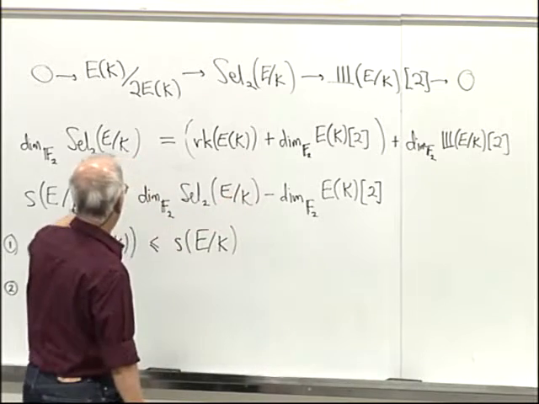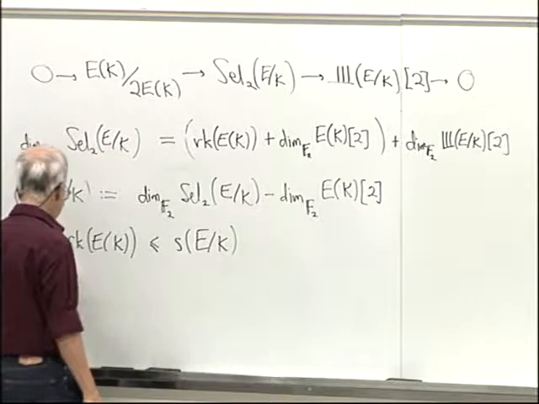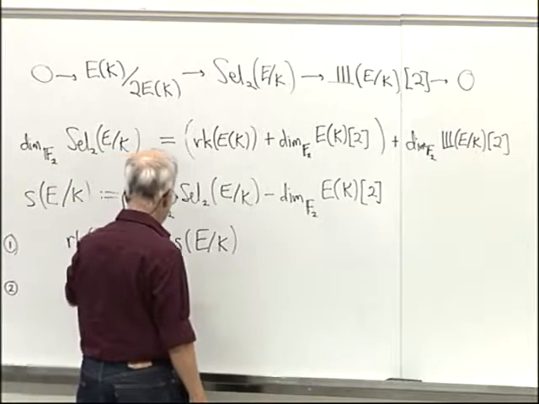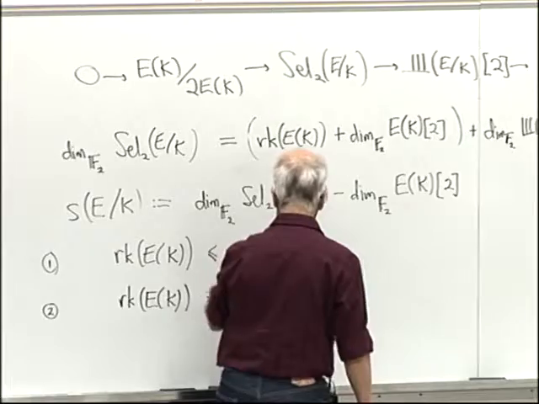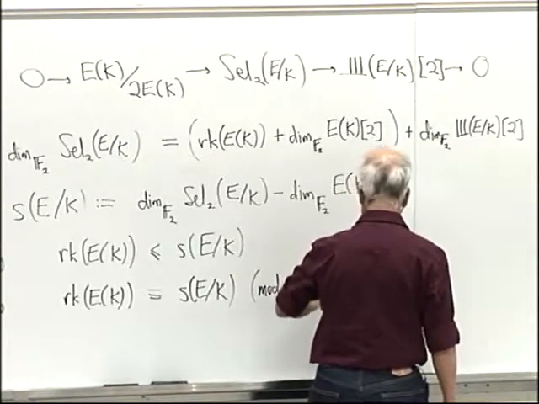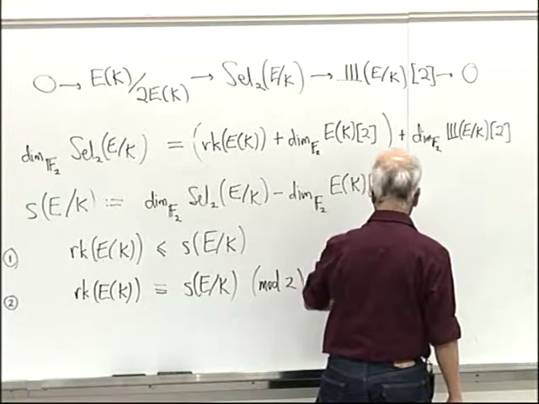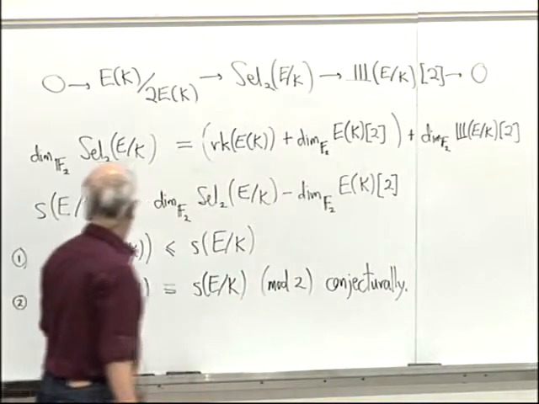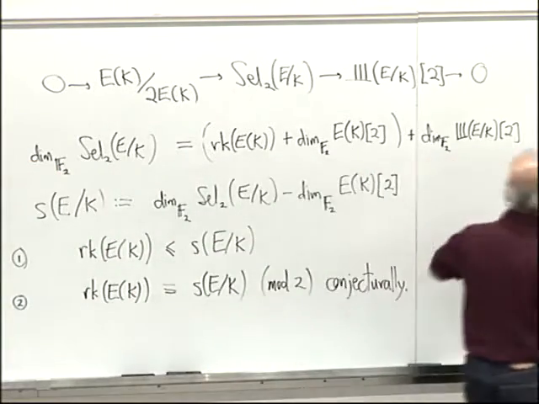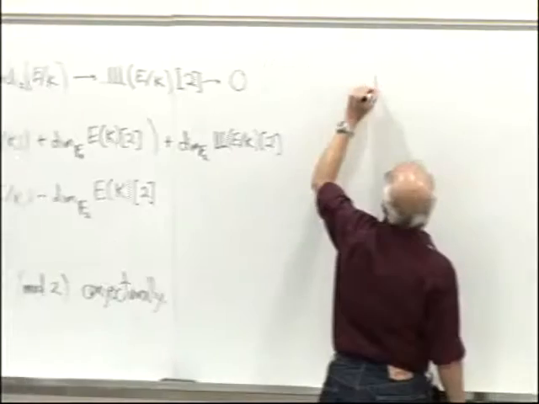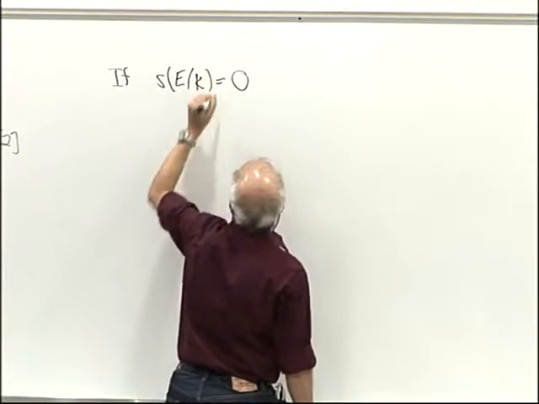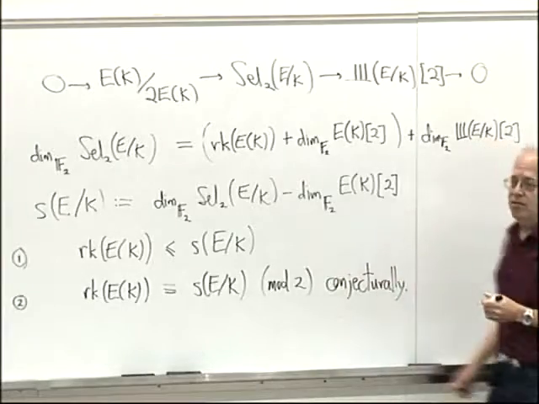And that gives us a congruence then, which is that the rank of E of K is congruent to this Selmer rank mod 2, conjecturally. And so the way we're going to use the Selmer rank to deduce something about the rank is just the easy consequence, namely if the Selmer rank is 0, well, the rank is 0.